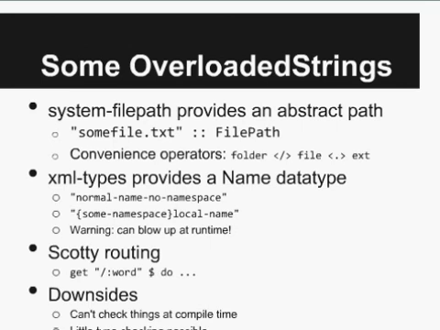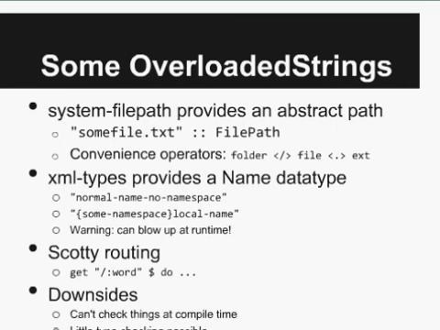Now, of course, I would like to be able to type in some file.txt into my source code. If we didn't have overloaded strings, you would have to manually convert from the string to the file path. But because of overloaded strings, that string literal can immediately be understood as a file path. When you combine that with some convenience operators, like the slash and dot operators you see there for dealing with subfolders and dealing with file extensions, this actually can make your code very easy to read.